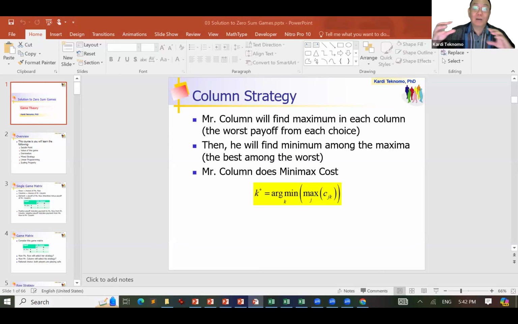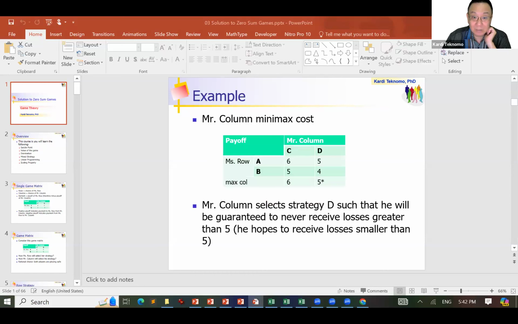Okay? And then find the minimum among these maxima. Yeah, that means again the same, the best among the worst. So the strategy of Mr. Column will be minimax the cost. Okay, so first you maximize and then you take the minimum. Yeah? So this is the example.